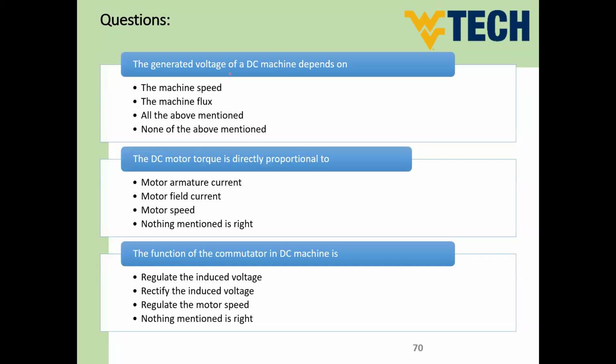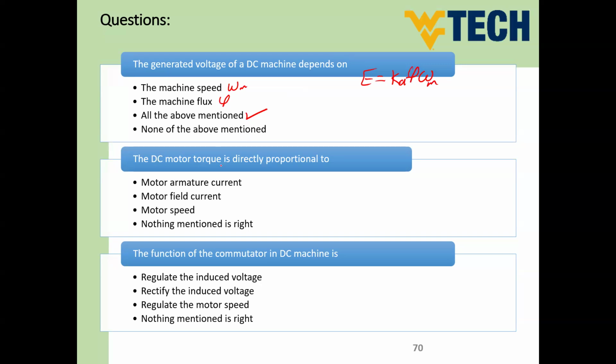The generated voltage of a DC machine depends on, so you know that the induced volt or the generated volt equals Ka times phi times omega. So the choices here: the machine speed is omega m, the machine flux is phi, all the above mentioned, none of the above mentioned. So all of the above mentioned is correct.